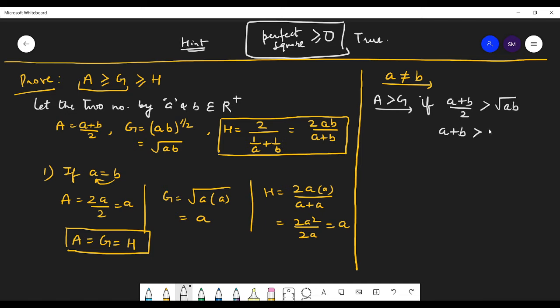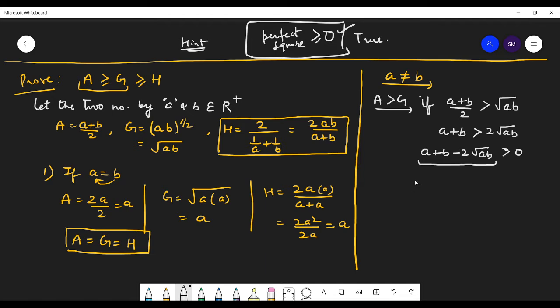So multiplying both sides by 2, you get this. Now, how can you make a perfect square? So a square plus b square. So you have this. I told you, take this plus 2ab this side. This will be minus 2 under the root ab is greater than 0. Yes. So can you change this into a perfect square, students? Yes, tell me.